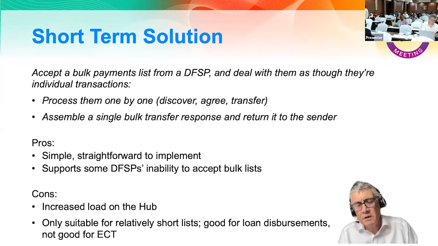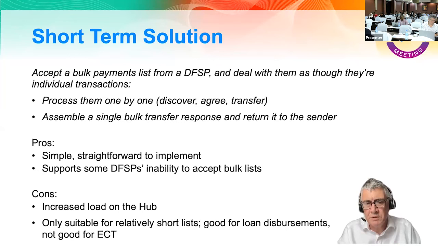And as a consequence of that, this approach is only going to be suitable for relatively short lists. So it works for loan disbursements where an MFI may want to do 10, 20, 50 disbursements, but it's not going to work for G2P payments or EFT, where a government might want to do a salary run of thousands or tens of thousands of transactions, for example, or to do a COVID payment of similar volumes. Doing those as individual transactions would pose an intolerable strain on the hub. So as I say, we need to limit the list size for this short-term solution, and we think that'll be about 1,000 transactions, which will be a manageable ceiling.